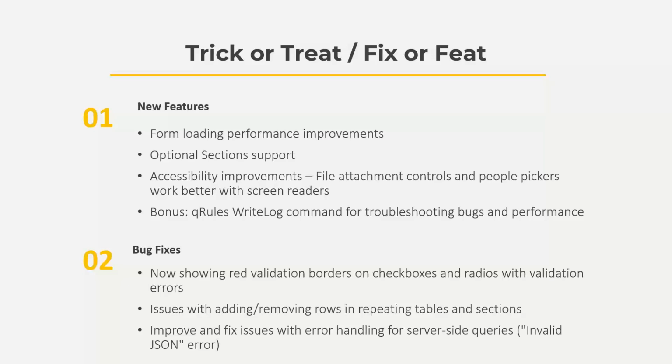For bug fixes, we're now showing validation borders on checkboxes and radios. That wasn't previously supported. We also found that there were some places where there were problems with adding or removing rows in repeating tables and sections.